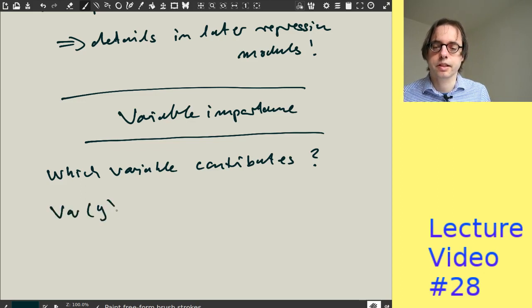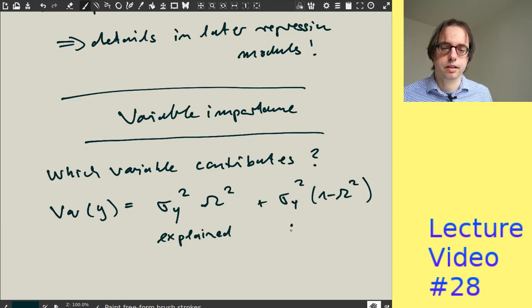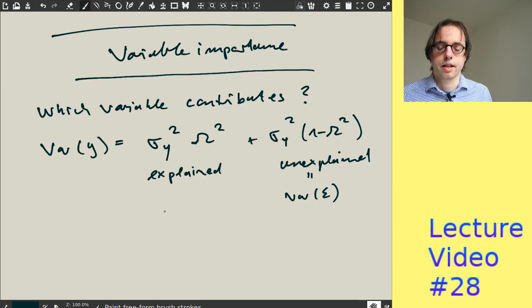So let's recall again the variance decomposition. The variance of y is the explained variance, which is the variance of y times omega squared, plus the unexplained variance, 1 minus omega squared. So this would be var epsilon, and this is var y star.